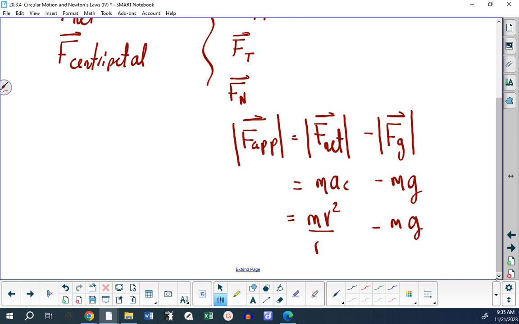And I suspect, Christina, you and many other people would probably just be content with doing that. You don't need to go ma. You cannot cancel the masses because we want to know what this is equal to. This is a force. And if you divide everything by the masses, you're not finding a force. You're finding maybe kind of the g acceleration that you would experience, but that's not what we're after. We're after the actual force.